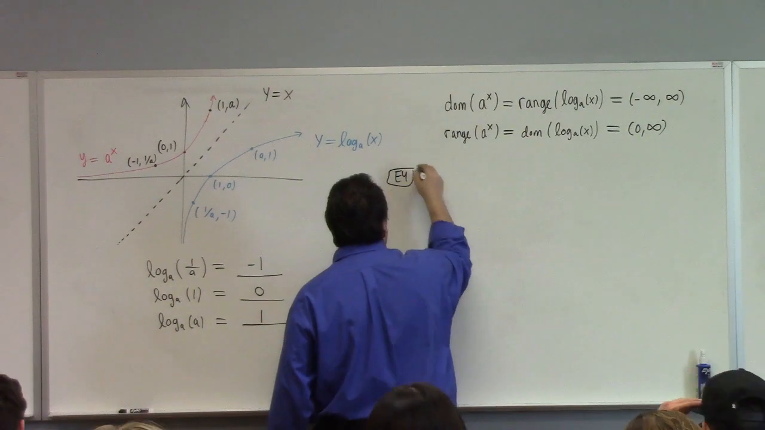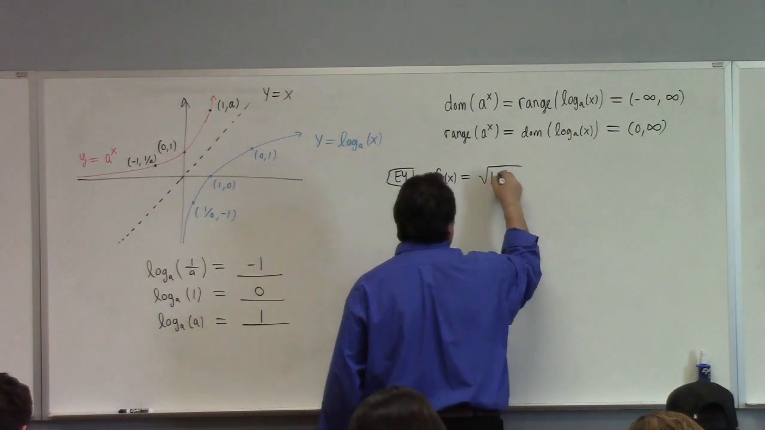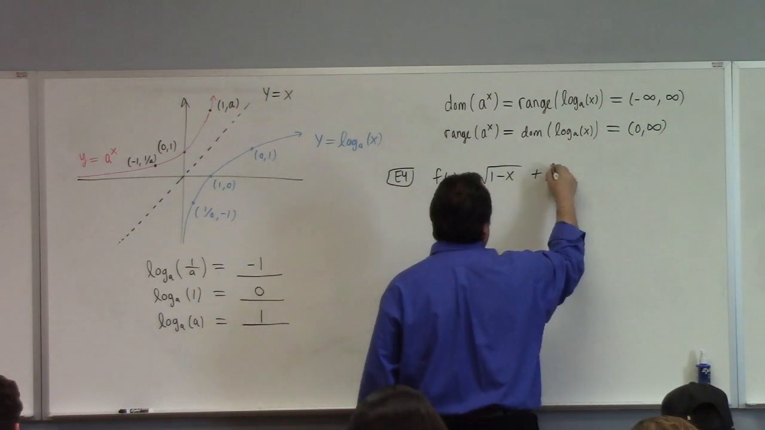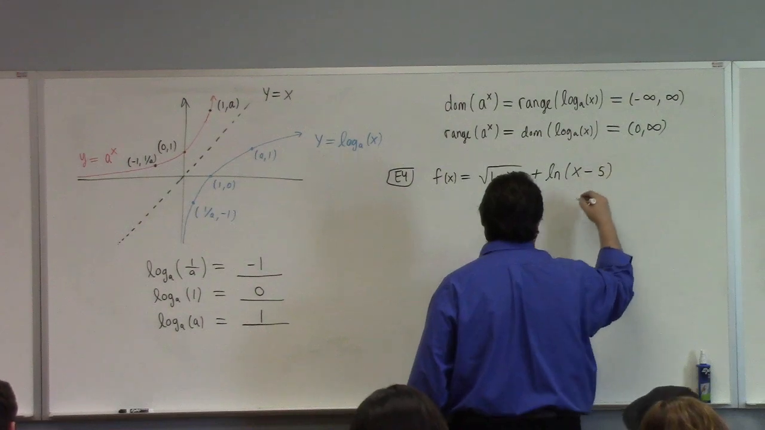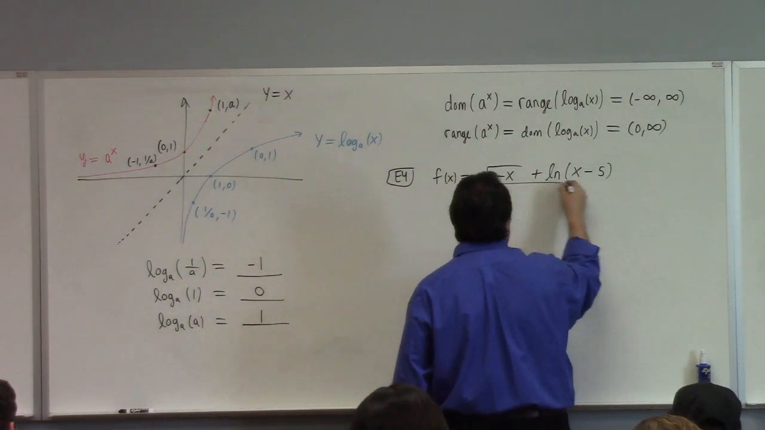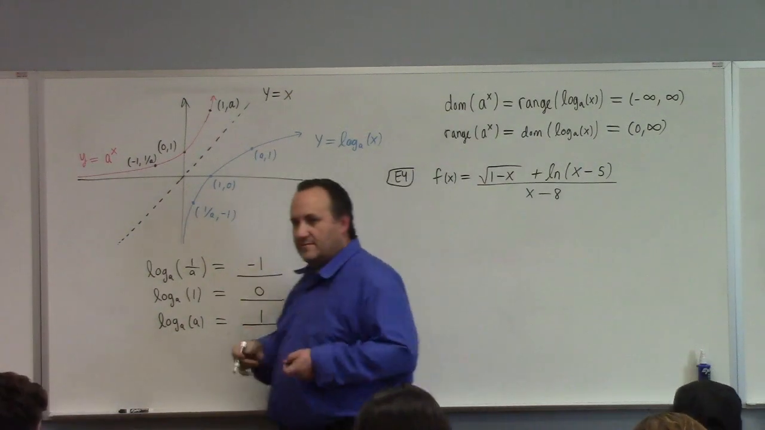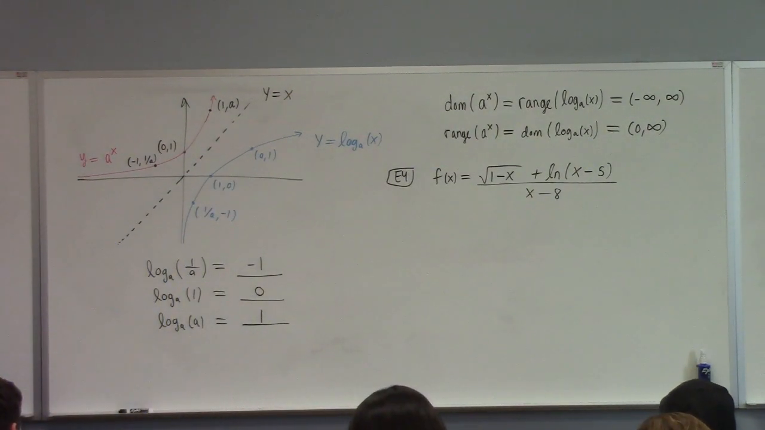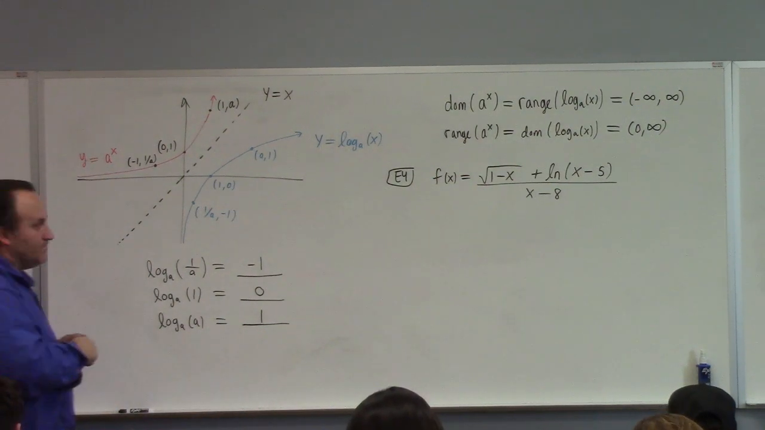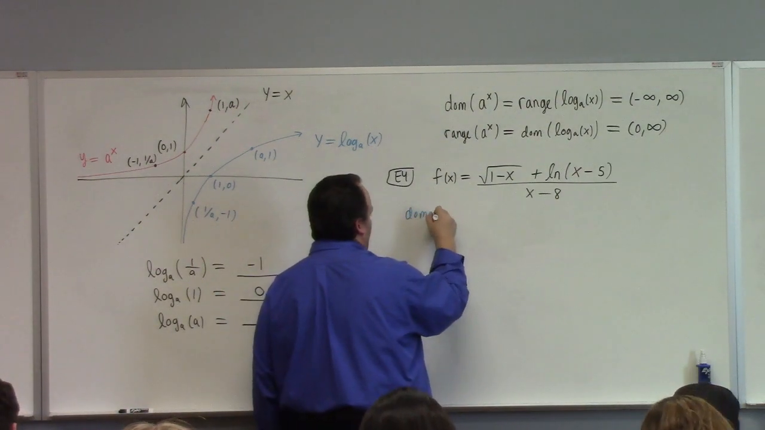All right, fine. So suppose you've got f of x is equal to the square root of 1 minus x plus the natural log of x minus 5, all divided by x minus 8. What's the domain? This has got everything in it, okay? So what are the 3 things you need for this formula to make sense? What's the domain of the function is my question.